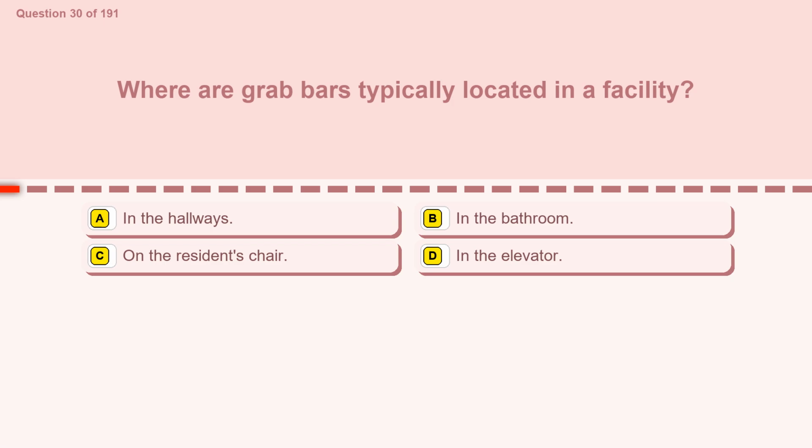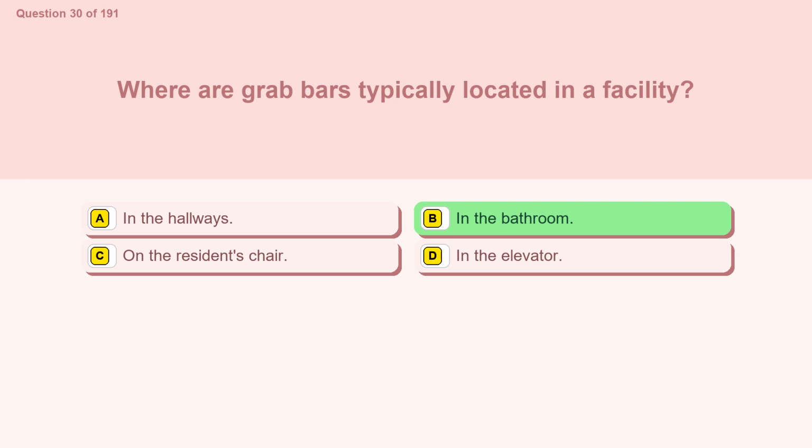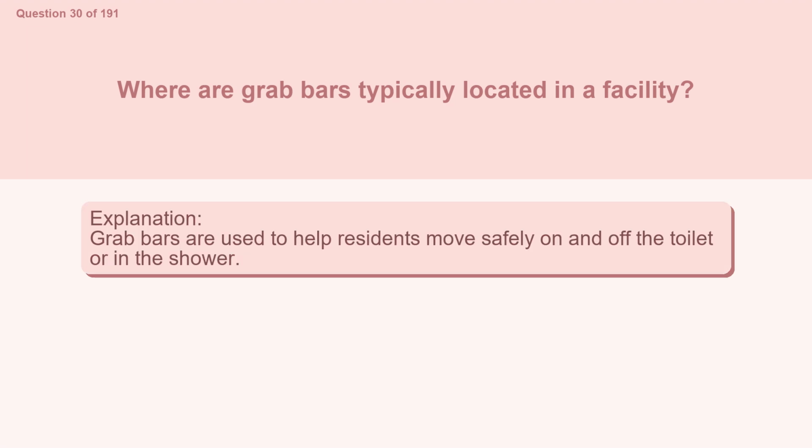Question 30. Where are grab bars typically located in a facility? Option A. In the hallways. Option B. In the bathroom. Option C. On the resident's chair. Option D. In the elevator. The correct answer is option B. In the bathroom. Grab bars are used to help residents move safely on and off the toilet or in the shower.